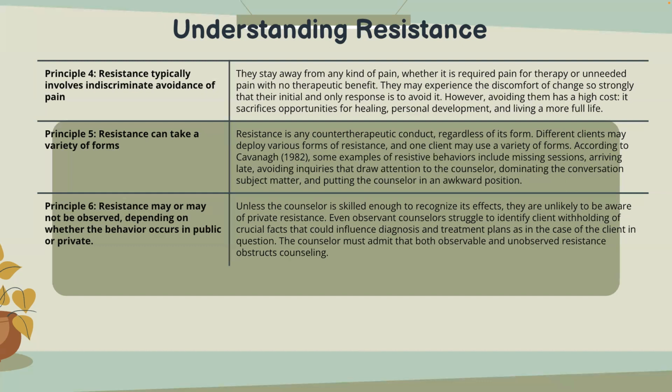Principle number 5, resistance can take a variety of forms. Resistance is any counter-therapeutic conduct, regardless of its form. Different clients may deploy various forms of resistance, and one client may use a variety of forms. According to, I'm not sure how to say this, Kanban, 1982, some examples of resistant behavior include missing sessions, arriving late, avoiding inquiries, and drawing attention to the counselor, dominating the conversation and subject matter, and putting the counselor in an awkward position.